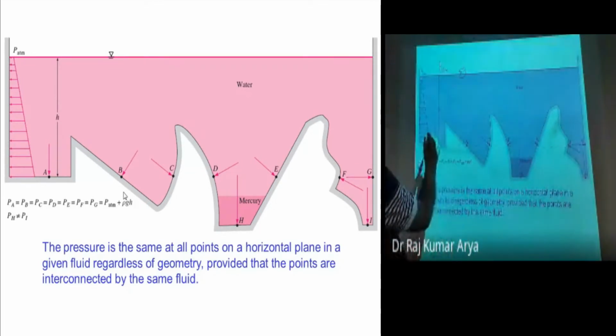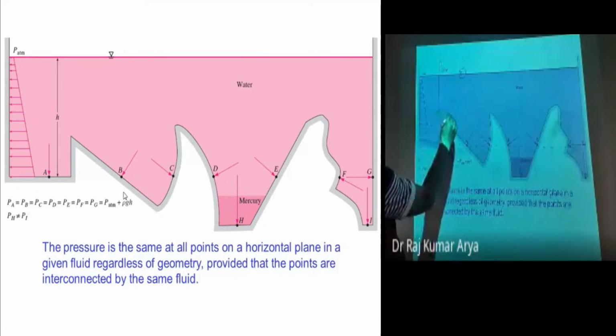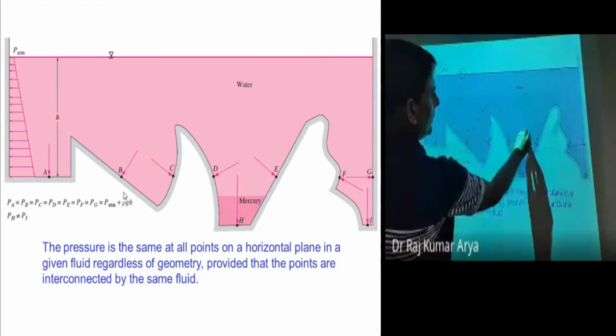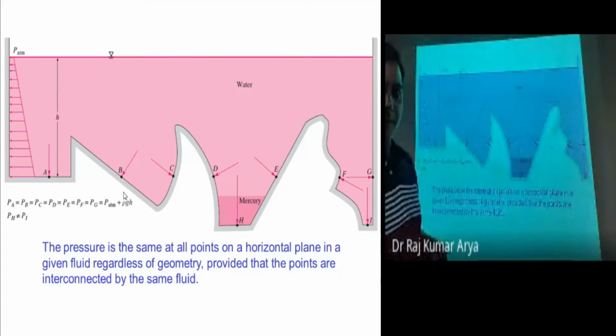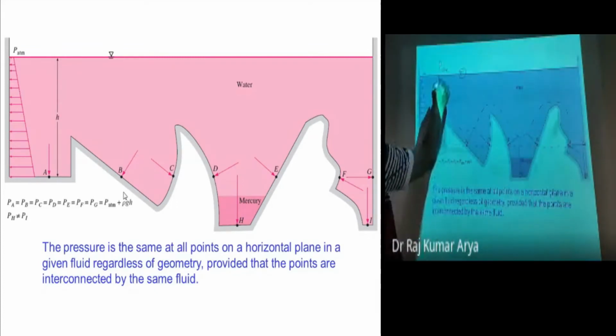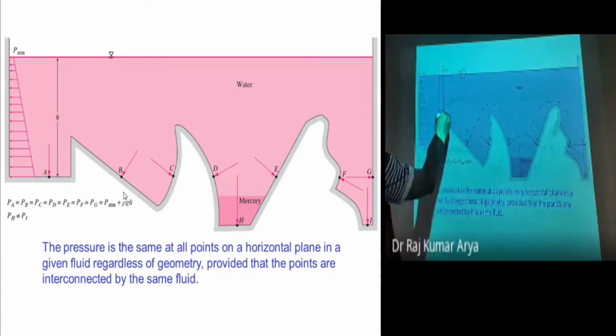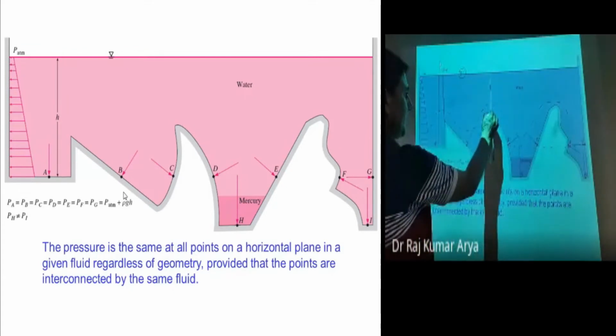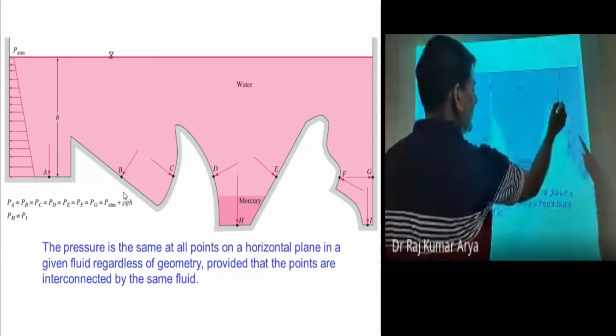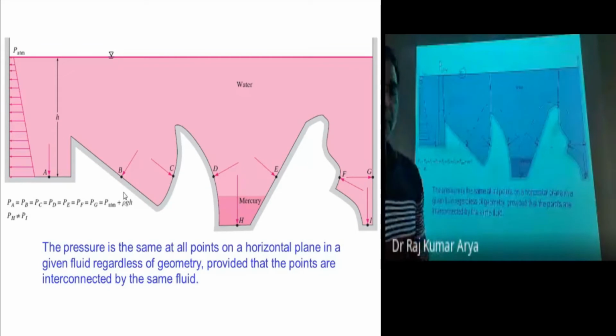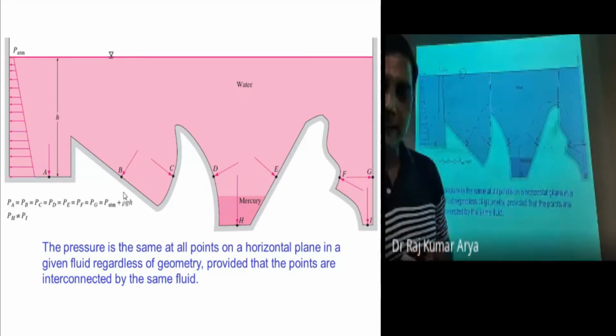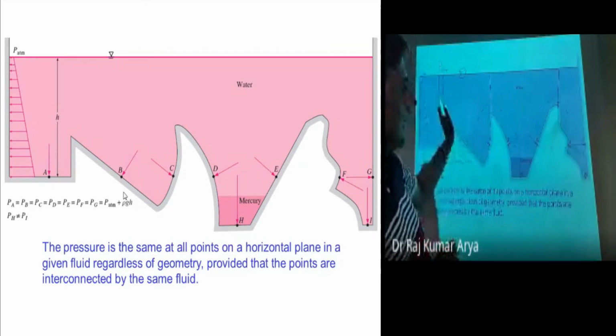Let's say here, from here to here you can move anywhere. Here you have the same fluid, and it is continuous. If you had drawn a border here, separating this one and this one, there is no guarantee that the pressure at these two points would be the same, because now the fluid is not interconnected.